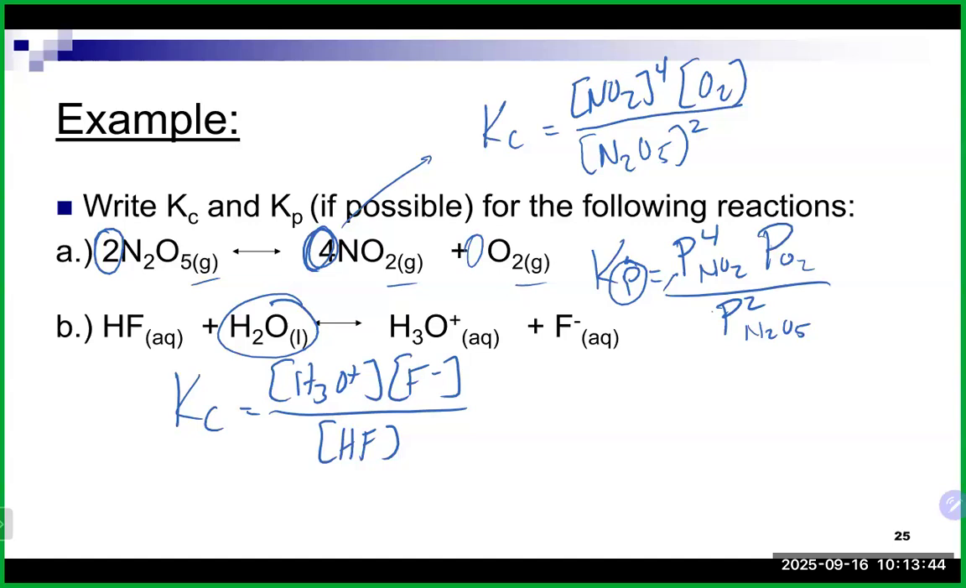We cannot. There's really no pressures. There's no gases, so there's no pressures associated with it. Any questions on how to write the expression there?